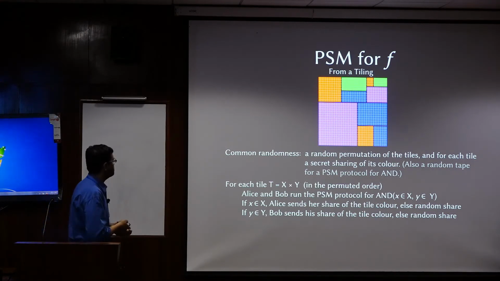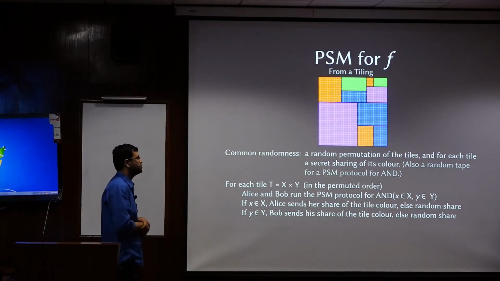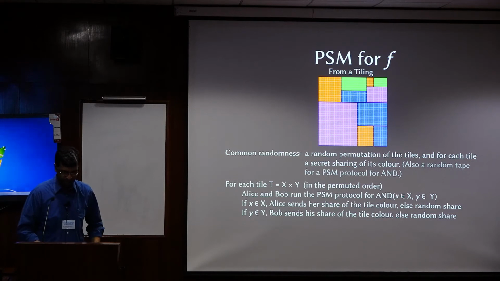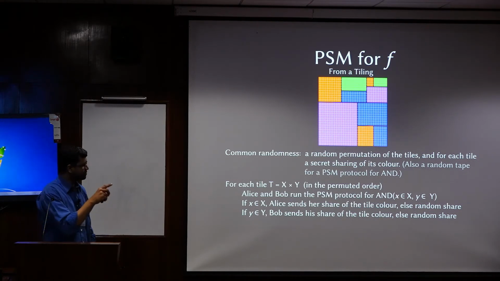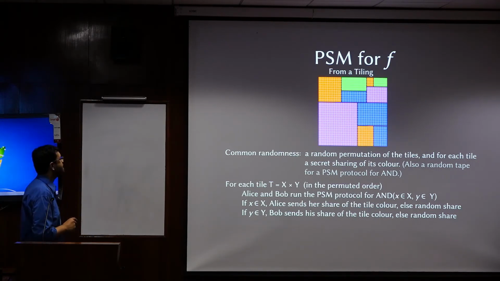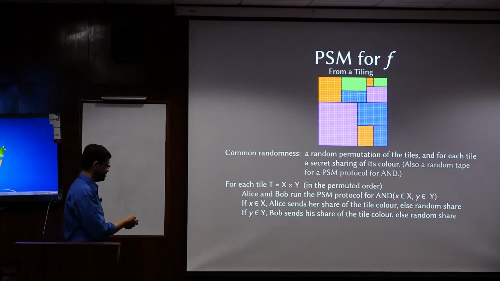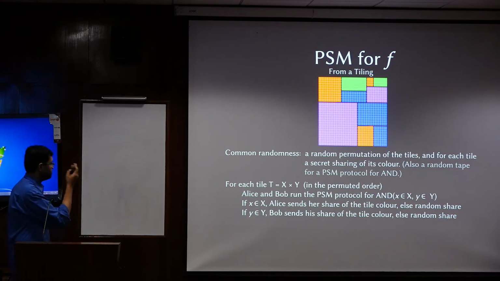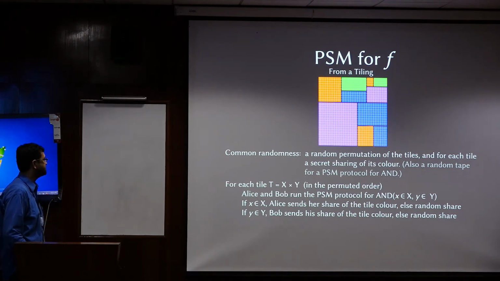So the permutation is used so that you go through every tile in random order. It doesn't really matter. All that matters is that this particular tile appears at a random position. So maybe a cyclic permutation will probably be sufficient.